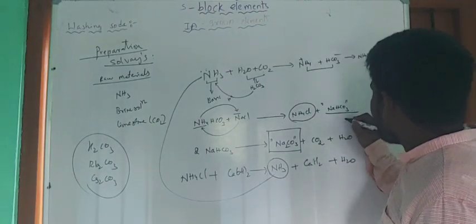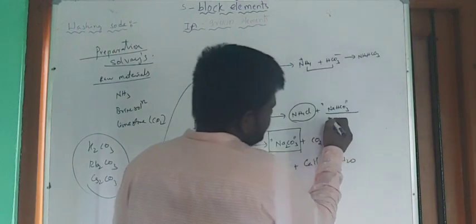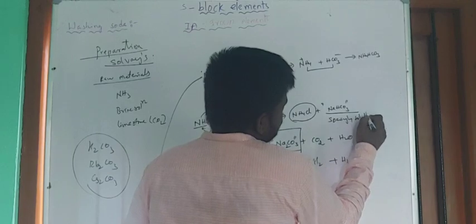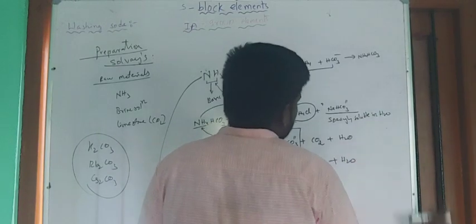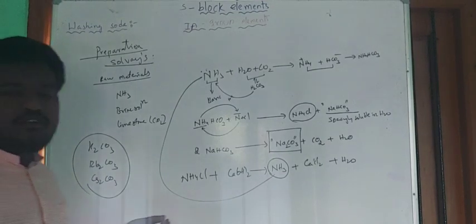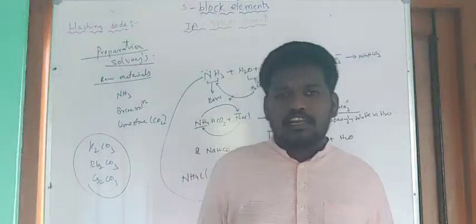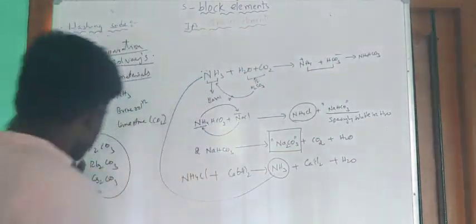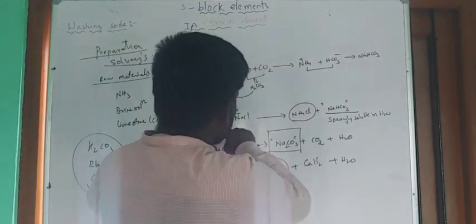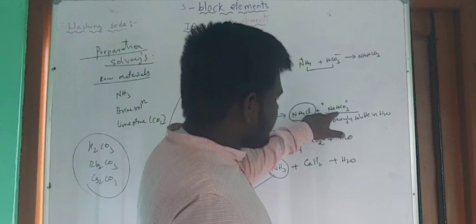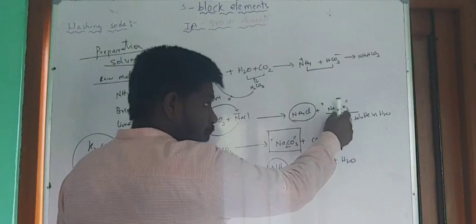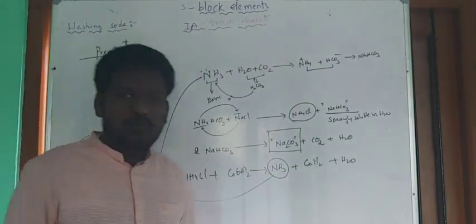NaHCO3 is sparingly soluble in water. But the carbonates of potassium, rubidium, and cesium are fairly soluble. That's why the preparation of these three carbonates is very difficult. After completion of this reaction, we get NaHCO3, which is sparingly soluble in water, so we can separate it from the impurities through filtration.